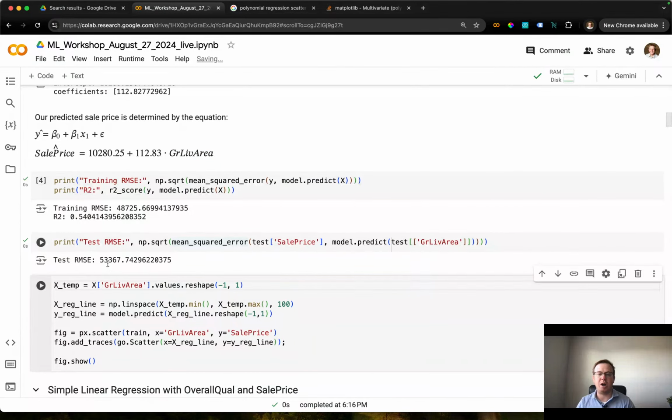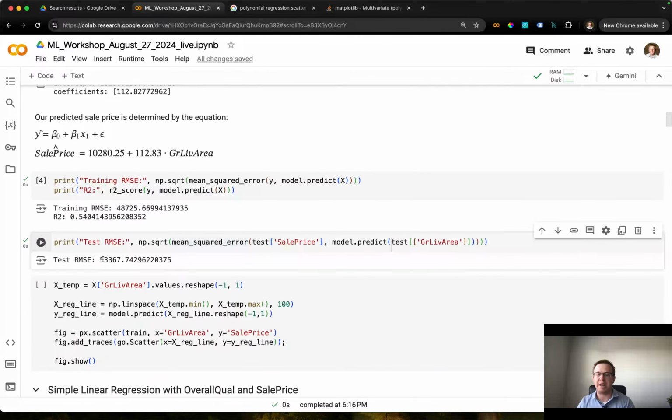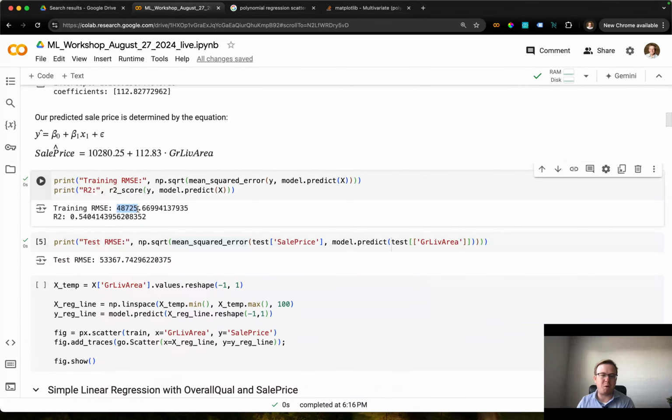You can see that we're kind of in the ballpark with our test root mean squared error, right? We're not generalizing super well to new data, but we're about, what, $4,500 off between these two. The more overfit we get, the wider that gap is going to get.